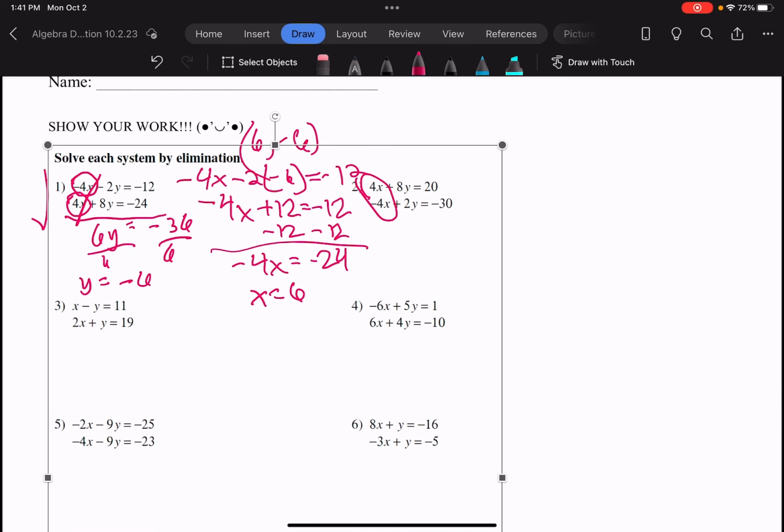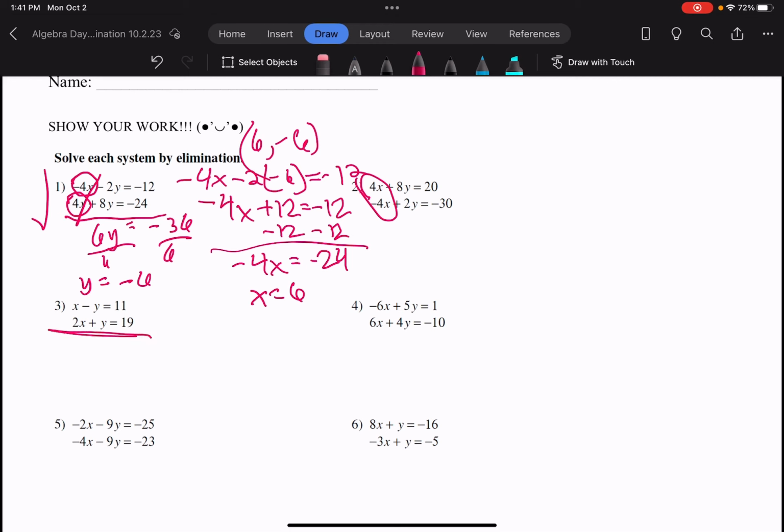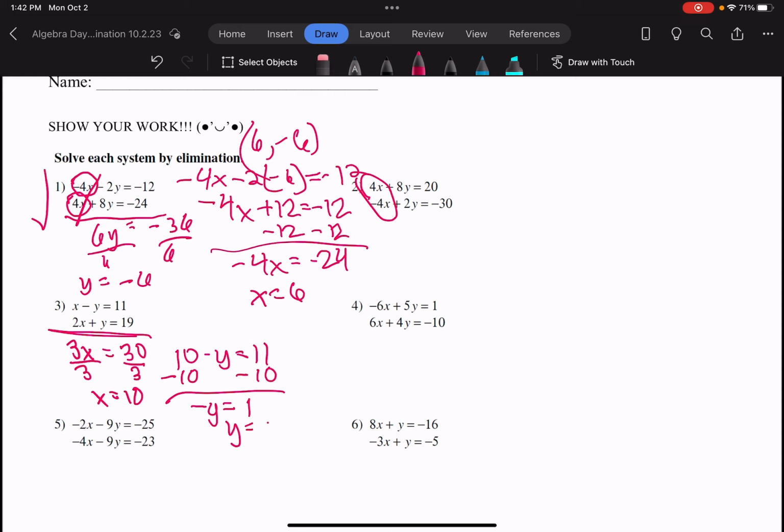Number 3, in this case, our coefficient is the same for y, but it is opposite signs, so those can cancel out, and we end up with 3x equals 30. Divide both sides by 3. X equals 10, and then you can plug that back in. For x, the top equation's a little simpler, so if we do 10 minus y equals 11, subtract 10 on both sides, we'll get negative y equals 1. If we divide both sides by negative 1 or times both sides by negative 1, we'll get y equals negative 1. So we have 10 comma negative 1 as our answer here.